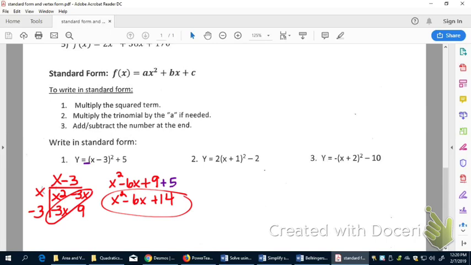You could graph this equation and graph this equation and see if you get the same graph. If you get two different graphs, you did it incorrectly, because these are just two different ways to write the equation. This is standard form and this is vertex form. Okay, so on the second one, what do we do first?